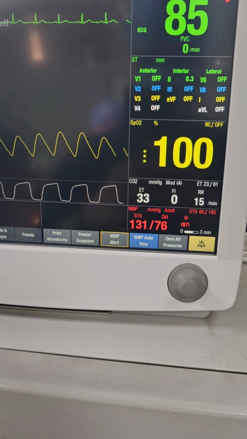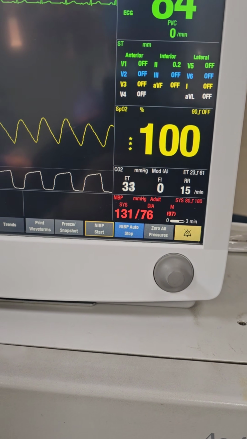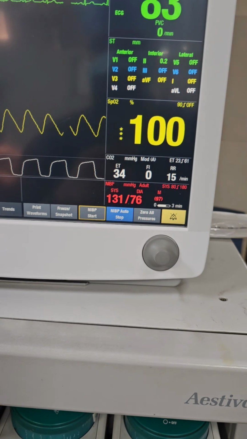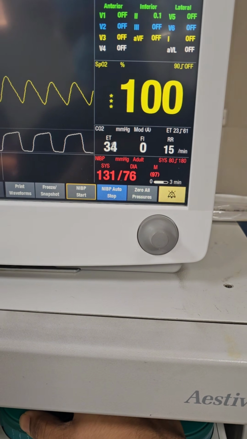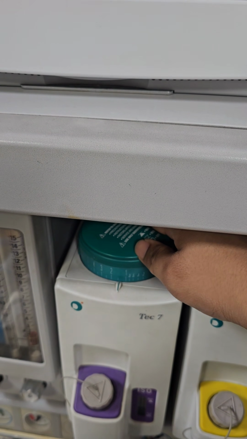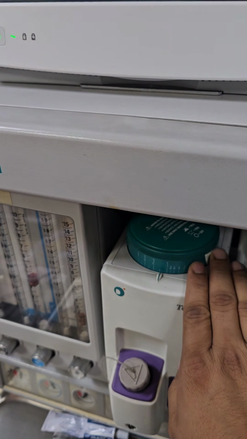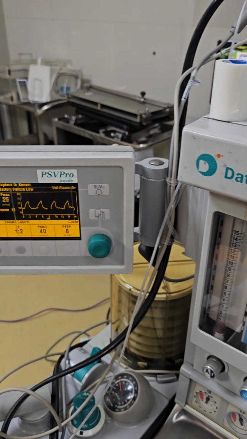Saturation is 100%, and we are seeing that the blood pressure has reduced to 131. We set the interval for 3 minutes for our situation. We are expecting this type of result for this concentration. So we are reducing the isoflurane to close to its MAC value, 1.3 to 1.5.